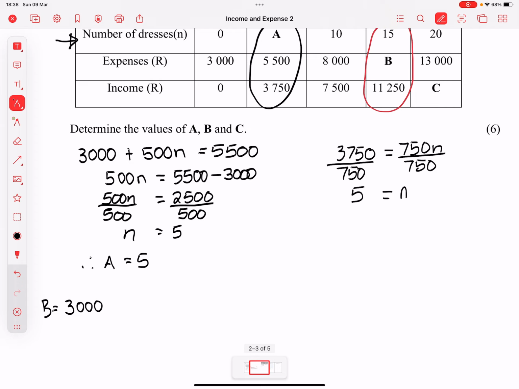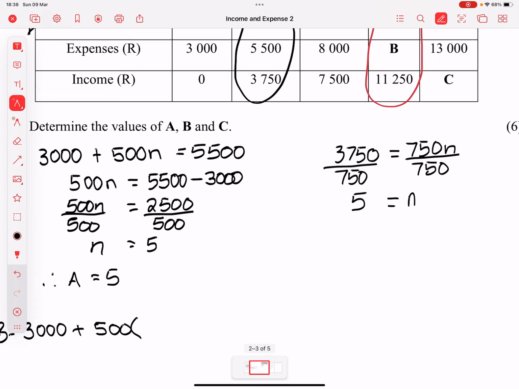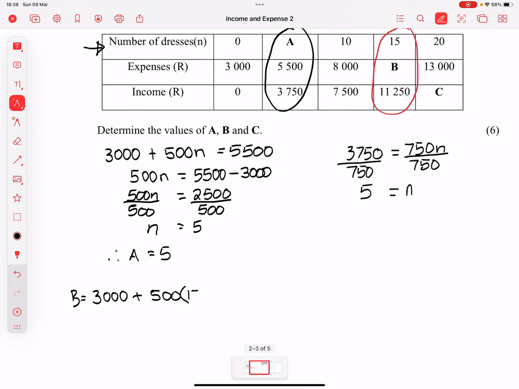3,000 plus 500 times, now we are given the number of dresses, 15. So we go 15 equal to, so here we're going to have 3,000 plus 500 times 15. And we end up with 10,500. Okay, or you could have used the other value, and you would have also found B, the other formula. Okay, let's look at C.